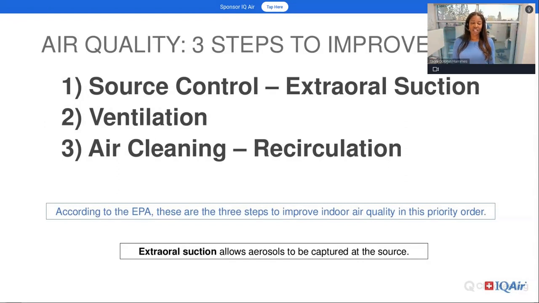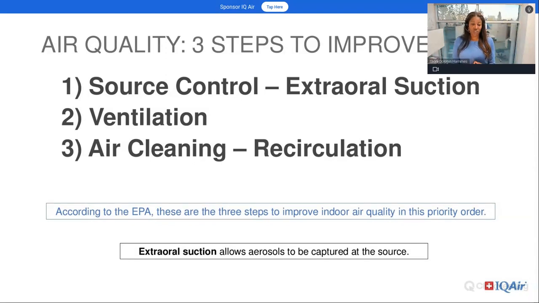Number 2 is ventilation. Ventilation is the process of mixing in outside air in order to dilute the biocontaminants that are in the air. So ventilation really works through the very specific process of dilution. Air cleaning or recirculation, a lot of people go to this step first, but it actually is the third step in terms of what should be prioritized within any indoor air quality environment. And indoor air quality meaning not just dental environments, but all air quality environments.